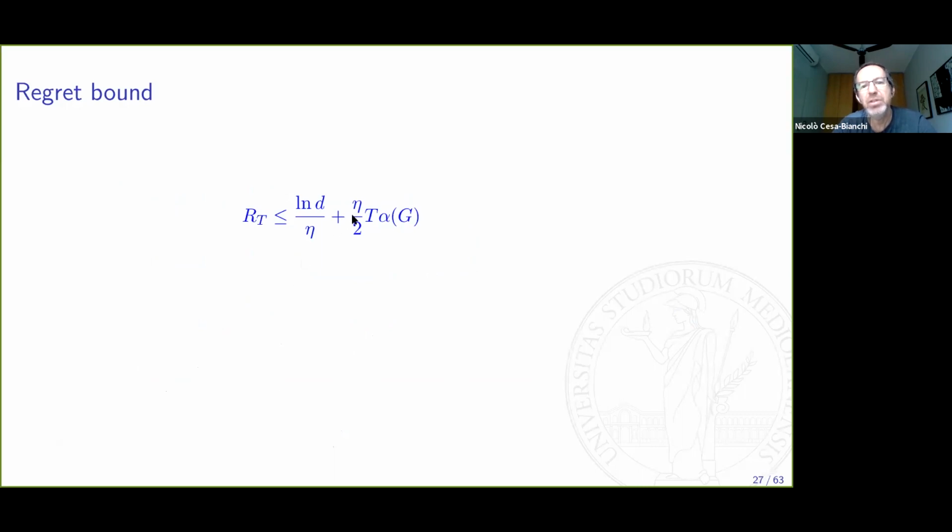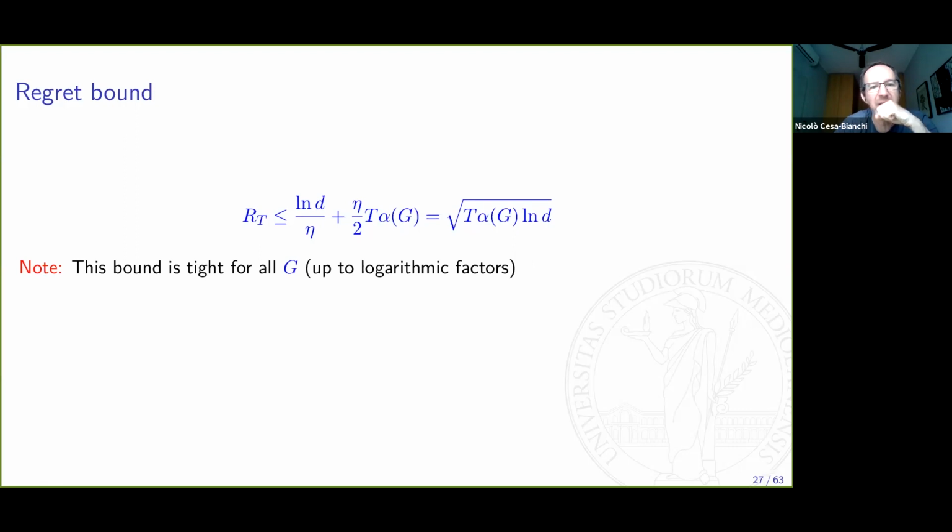And by tuning the learning rate, I can write the upper bound like this. Okay, so let's try to make some sense of this. First of all, we can observe that this bound is tight for all graphs. So up to logarithmic factors, for any single observability graph, we cannot improve on this bound.